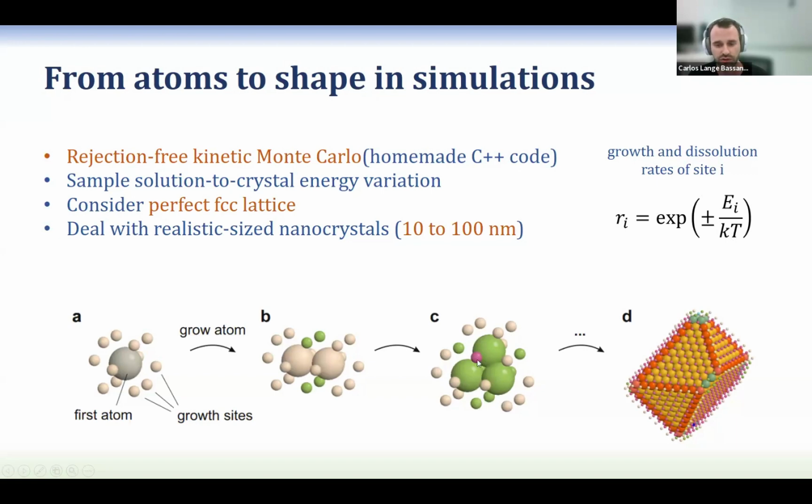And here, right, the colors are changing. It means that the energy level is changing. And if we keep doing that, we will see a nanocrystal shape arising. This code is very fast, so we can achieve realistic size nanocrystals, so tens to hundreds of nanometers. This means millions to tens of millions of atoms, and we can still have information at the atomic scale, right? In the same way we grow atoms, we can also dissolve atoms, and so let the structure heal.